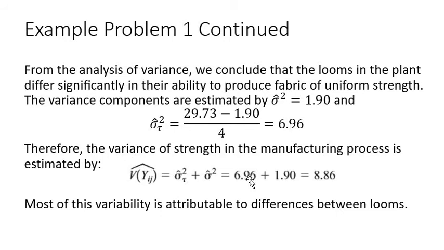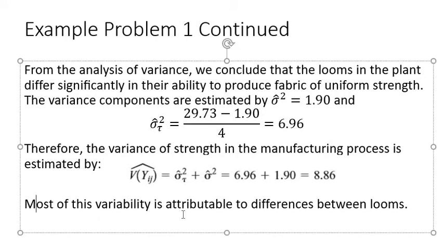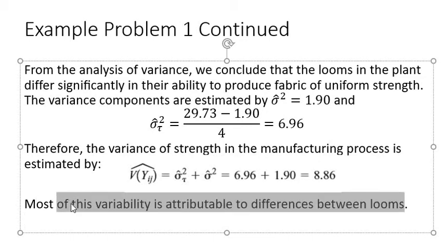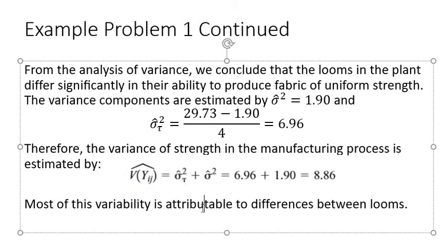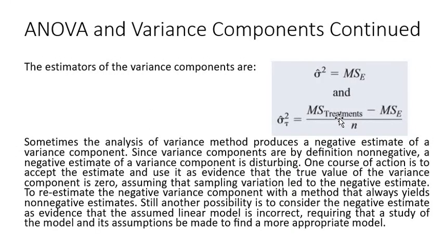Therefore, the variance of strength in the manufacturing process is estimated by the total variance, or the total error. We will just add these two to get 8.86. So most of this variability is attributed to differences between looms. Why? Because you will notice that 6.96 is greater than 1.90, and 6.96 comes from the estimator of the mean square of the treatments.